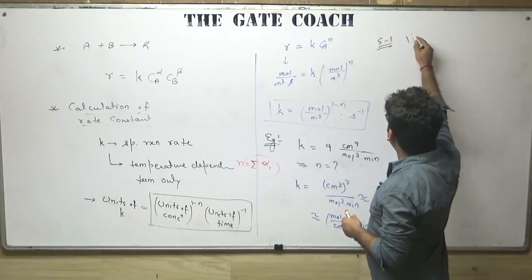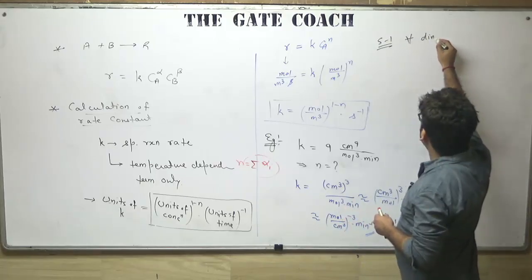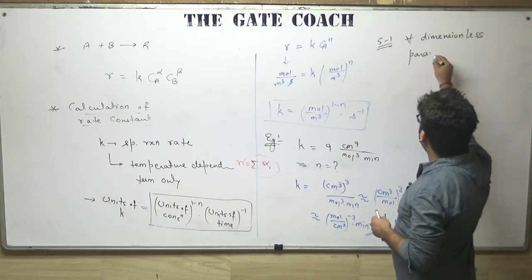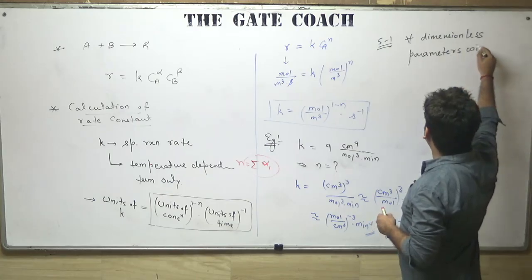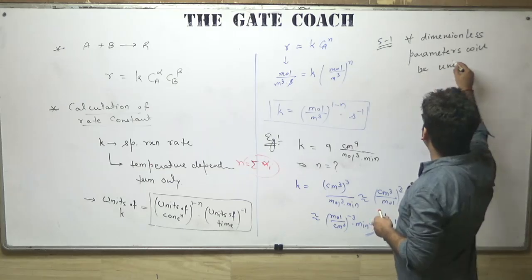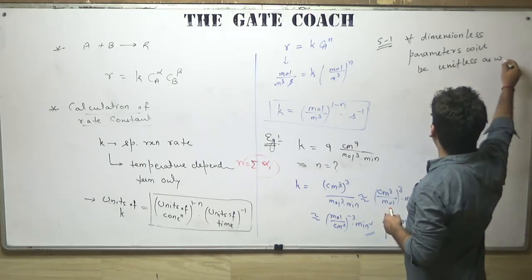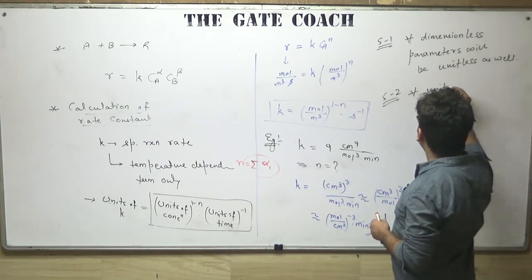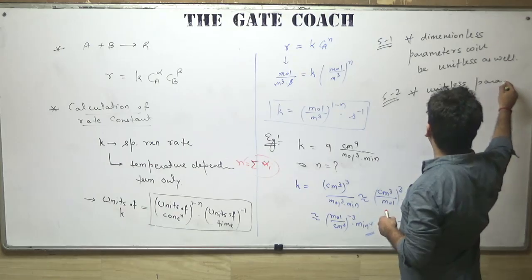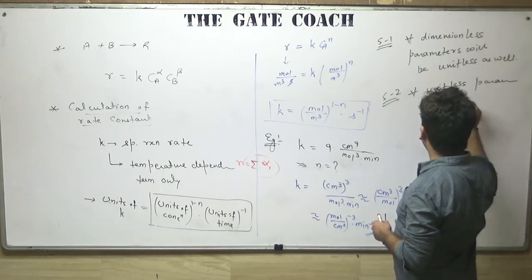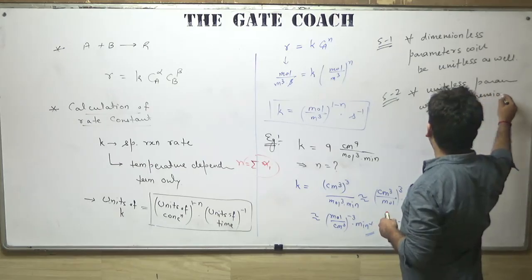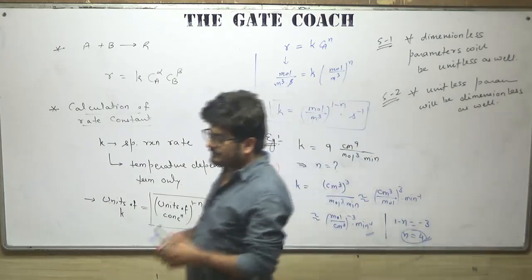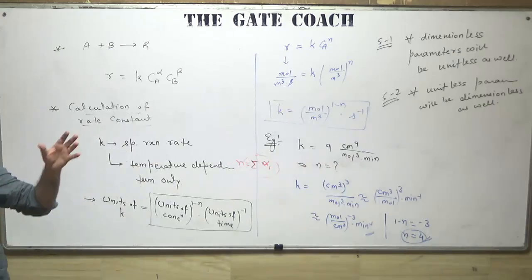First statement is: all dimensionless parameters will be unitless as well. Second statement is: all unitless parameters will be dimensionless as well. Okay. In general I am asking.